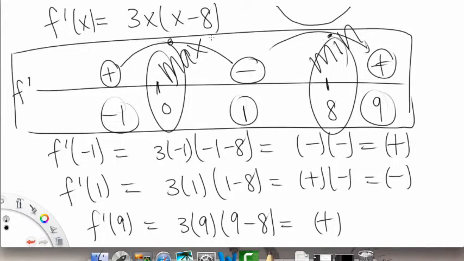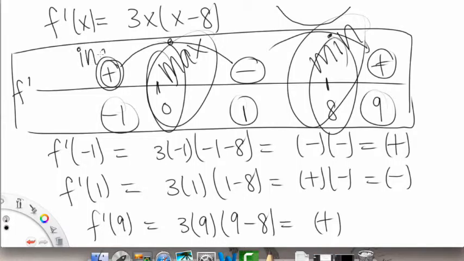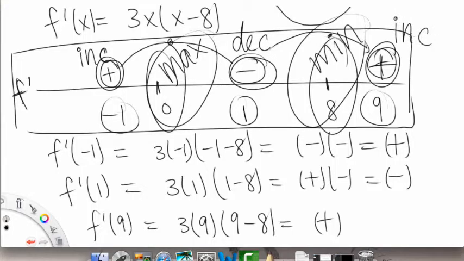Furthermore, we identified the type of extrema: at 0 we have a maximum, at 8 we have a minimum. We also had to find the intervals of increase or decrease. Wherever we see a positive sign, that means our first derivative is positive, which signifies an increasing function on that interval. This negative sign denotes a negative first derivative, so we're decreasing here. And lastly, we see a positive sign again, so we're increasing again. Let me draw a cleaner version of that on the next slide.